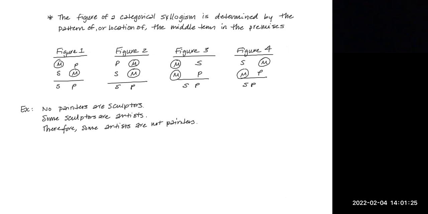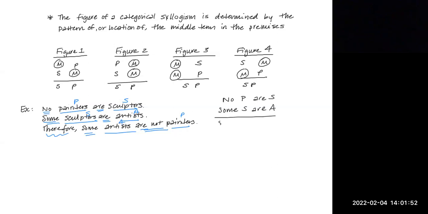So if we looked at this example, no painters are sculptors, some sculptors are artists, therefore some artists are not painters. And if we look at it the way that we have translated them before, we would end up with no P are S, some S are A, therefore, and we're assured that that's the conclusion, it has therefore in front of it, some A are not P. So if we know this is the conclusion, then we know that P is the major term, A is the minor term, right?